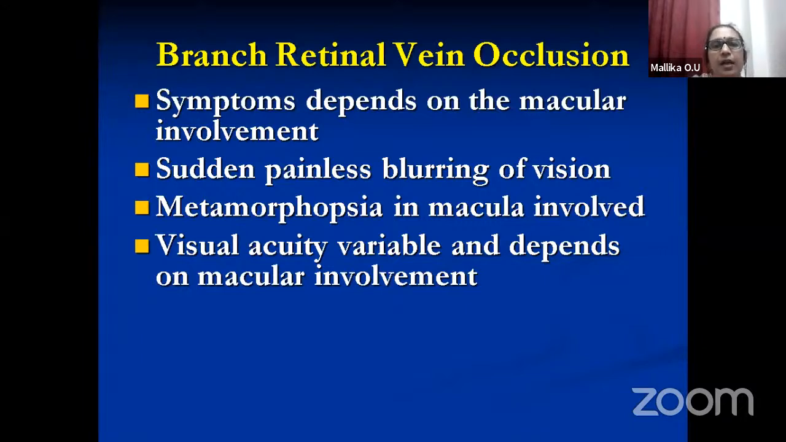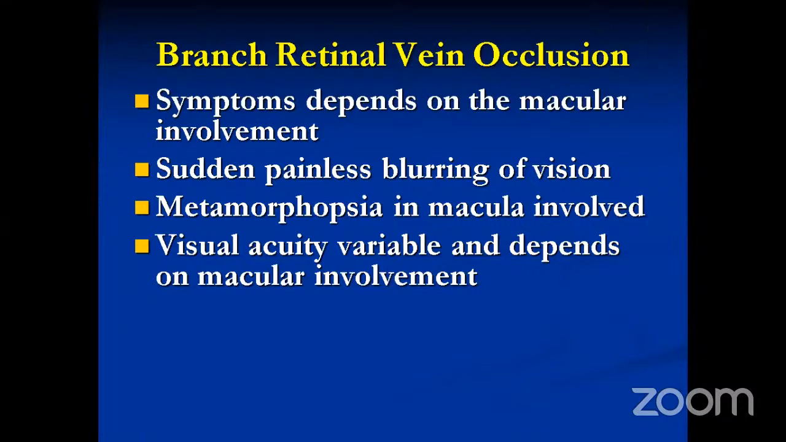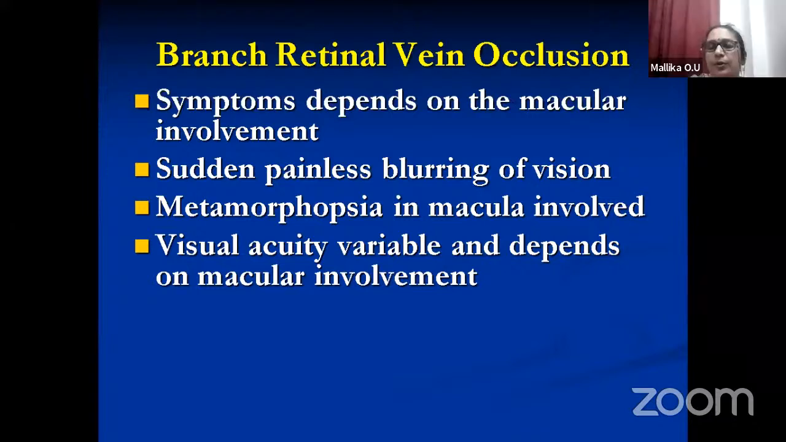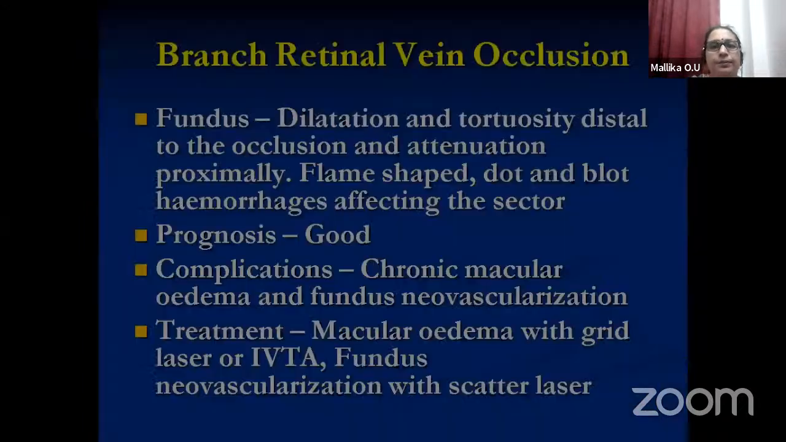And branch retinal vein occlusion, the symptoms depend on which branch of the retinal vein is affected. So suppose the supratemporal branch is affected, it drains the superior aspect of the macula, and the patient can have a field defect. And because of the macular involvement, the patient can have metamorphopsia. Visual acuity is also variable.